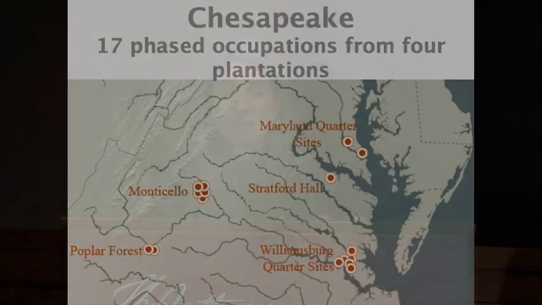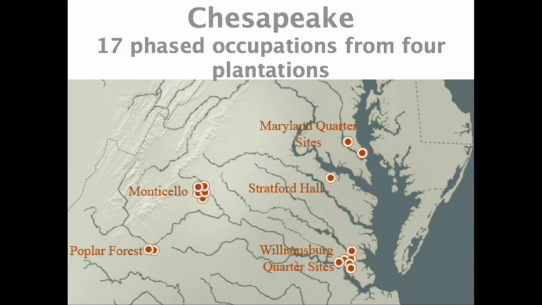All right, so I want to talk to you a little bit about the data and some of the trends we see in consumption over time and space, the discard of these more costly artifacts that would not have been provisioned, would not have been given to the enslaved communities. For the Chesapeake, I have data from 17 phased occupations from 4 plantations. We have many more plantations from the Chesapeake in DAACS, but this is just the data set I'm working with.